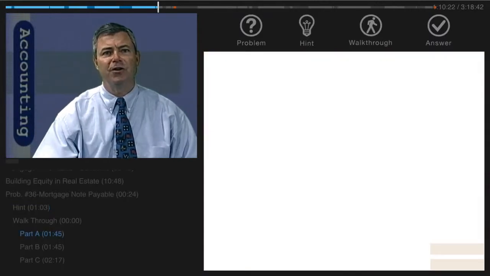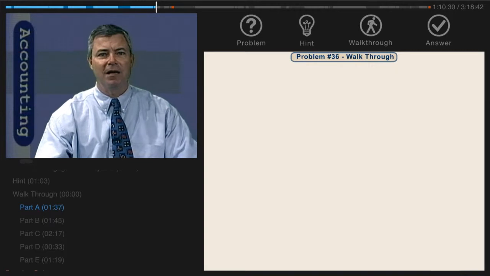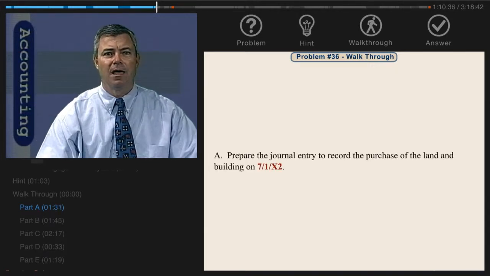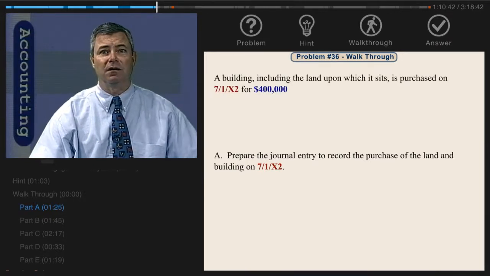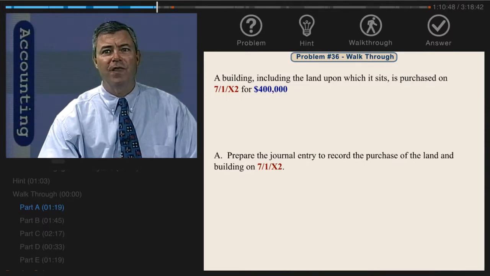Now, let's review the solution to this problem. In this problem, they first ask you to make the entry to record the purchase of the land and the building described in this problem. And again, you have a building, including land, where that building sits that is purchased on July 1st of X2 for a total of $400,000.